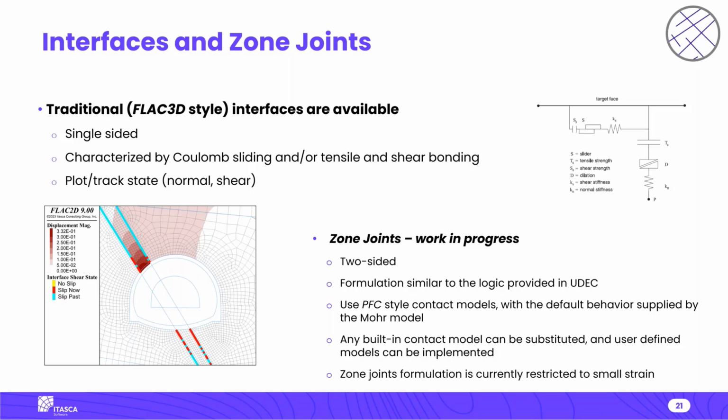We also introduced zone joints in the common framework, and FLAC2D has them now, but they're not fully documented and tested yet in FLAC2D. So I would say it's work in progress. The good thing about zone joints is that they are two-sided. They allow much more precise calculations when multiple interfaces intersect each other. And this logic is similar to the logic provided in UDEC. So in the coming updates of FLAC2D, we will complete all the testing and documentation of zone joints, and people will be able to use them.